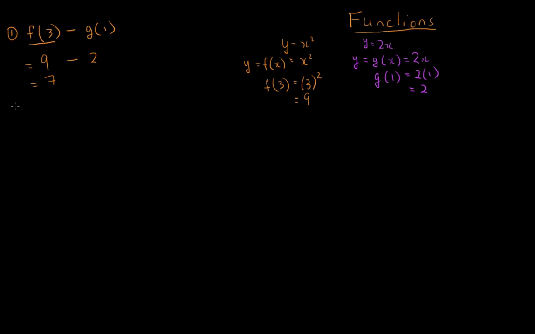Okay, let me do another example. Let's do example 2. Let's say instead of having f of 3 minus g of 1, let's say we switch it around and have g of 3 minus f of 1. Well, then this will mean that the numbers will just change around. So it'll be 2 minus 9.